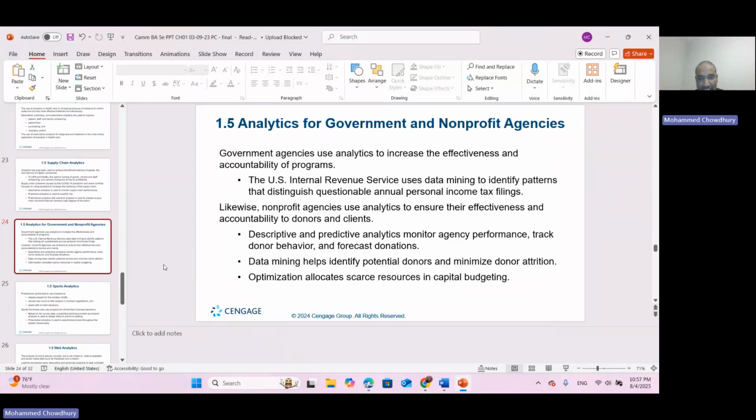Likewise, non-profit agencies use analytics to ensure their effectiveness and accountability to donors and clients. Descriptive and prescriptive analytics monitor agency performance, track donor behavior, and forecast donations. Data mining helps identify potential donors and minimize donor attrition. Optimization allocates scarce resources in capital budgeting. Remember, whenever optimization is mentioned, optimization means linear programming.